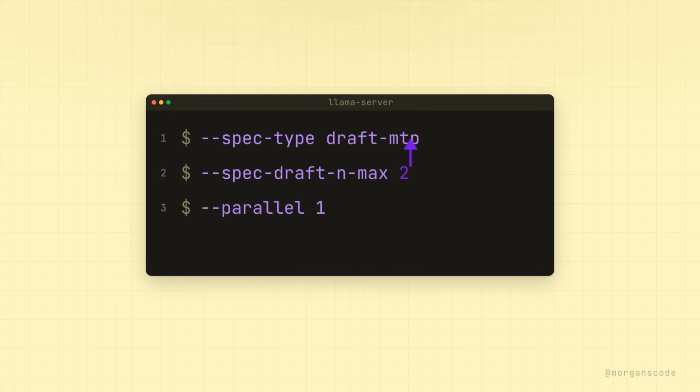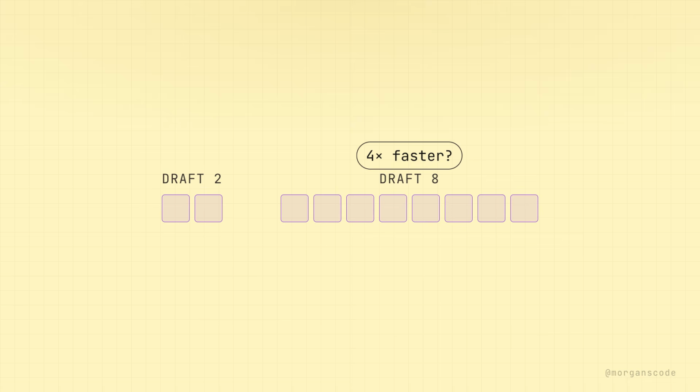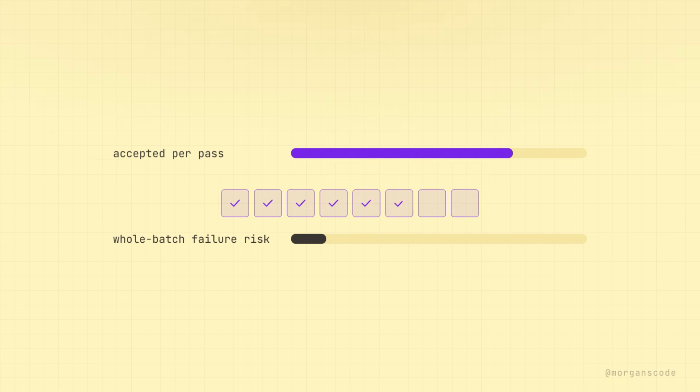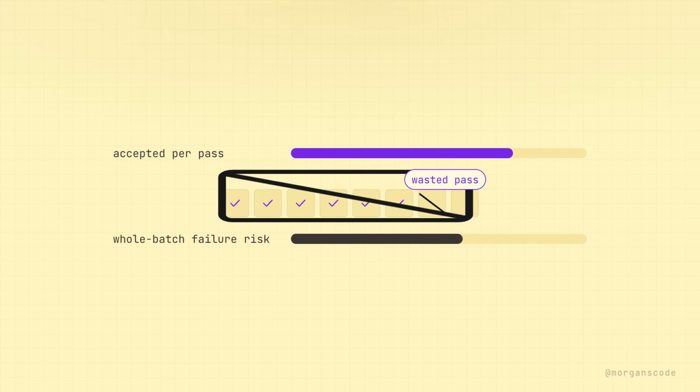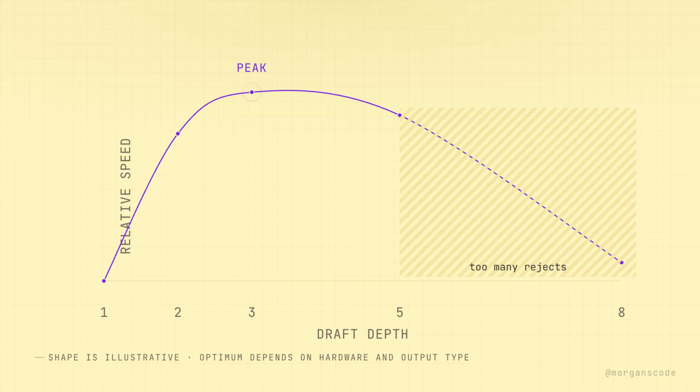Once the model is running, do not immediately increase the draft length. Test a real task first. It sounds logical that predicting 8 tokens should be faster than predicting 2, but MTP does not work that way. Drafting further ahead gives Qwen the chance to accept more tokens in one pass. It also makes the prediction more likely to fail. At first, increasing the draft length can raise speed. After a certain point, Qwen rejects too many guesses and performance begins to fall.